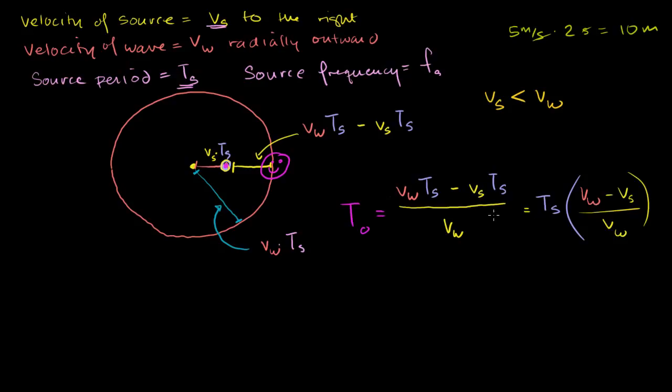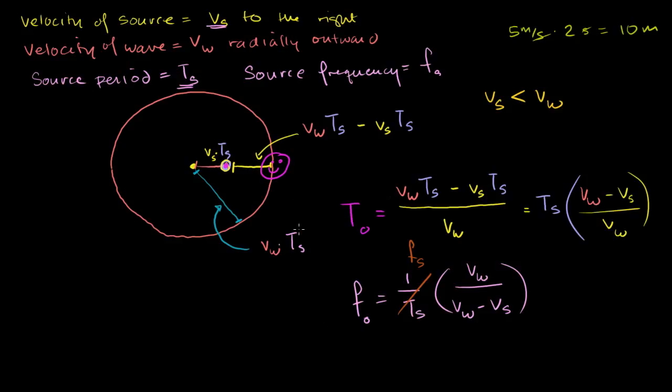Now, if we wanted the frequency, we just take the inverse of this. So the frequency of the observer: this is how many seconds it takes for him to see the next cycle. If you want cycles per second, you take the inverse. So if we take the inverse of this whole expression, we get 1 over t sub s times v sub w over the velocity of the wave minus the velocity of the source. And of course, 1 over the period from the point of view of the source is the same thing as the frequency of the source. So there you have it.